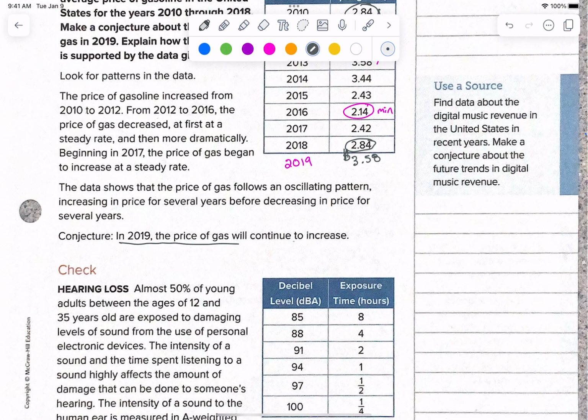Conjecture: in 2019, the price of gas will continue to increase. I thought they wanted some specific amount. They don't. They just want the conjecture, the overall generalized statement saying it's going to be higher probably this year because it's on the upward trend, right?